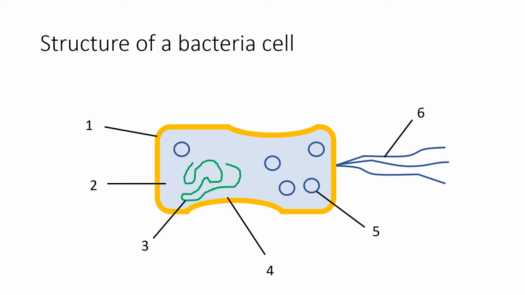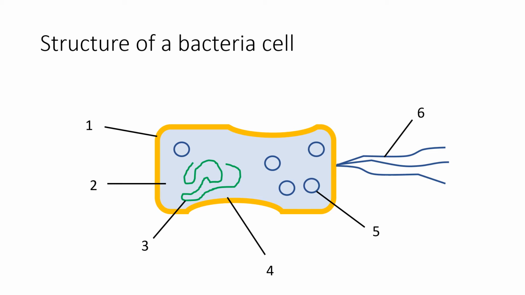What you're looking at now is a diagram showing the typical format for a prokaryotic bacteria cell. All you have to do is, using the information from the first bit of the presentation, identify structures 1 all the way up to 6. Pause the presentation, have a go at trying to label them, go back over the previous bit of the video if you need to, and when you're ready you can restart the video. Pause now.